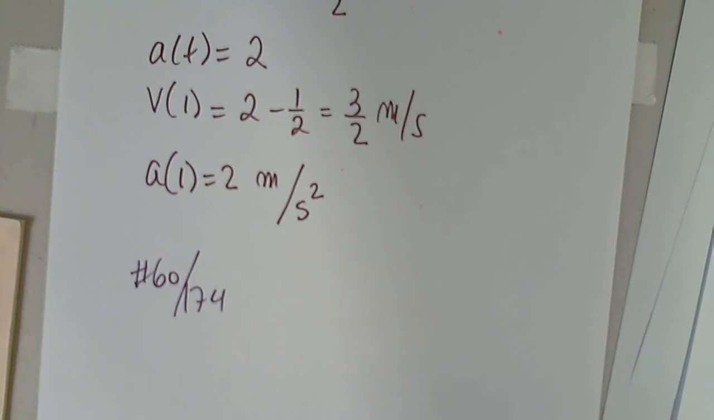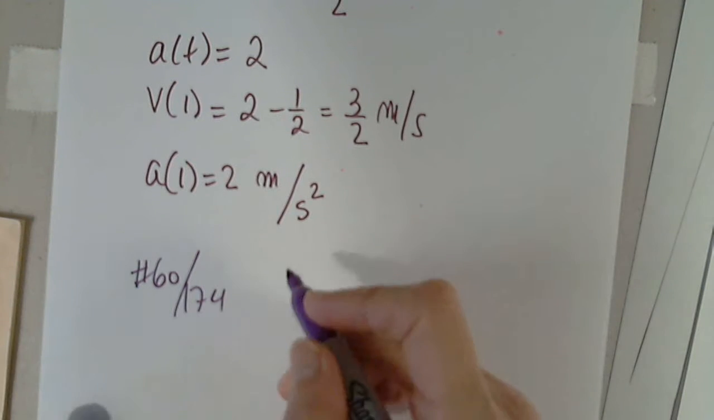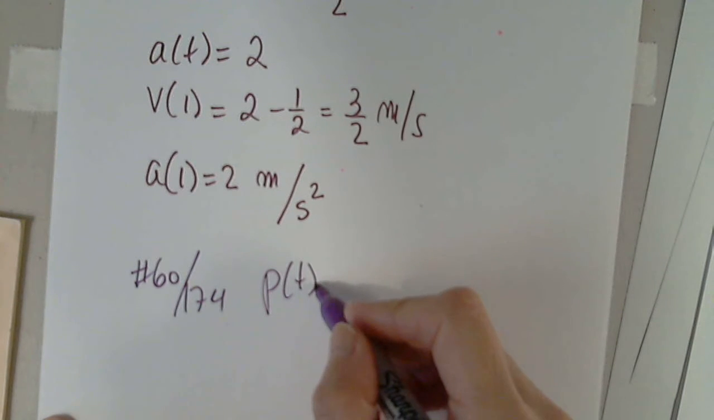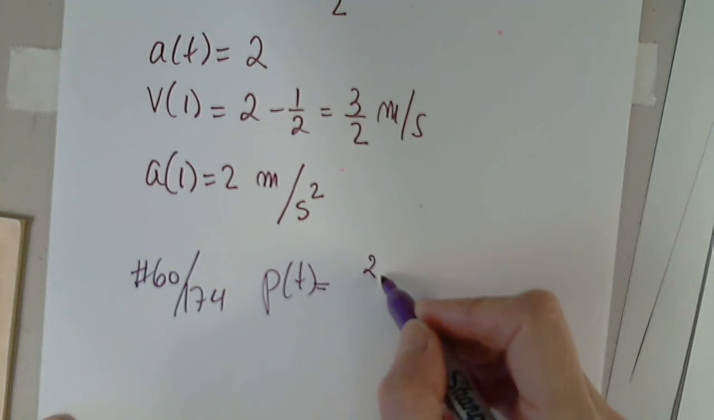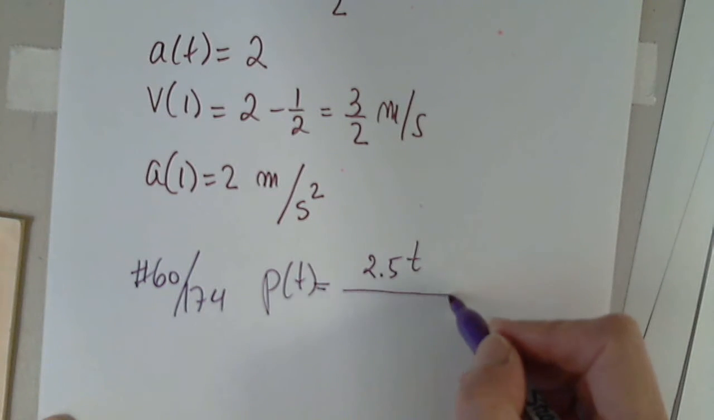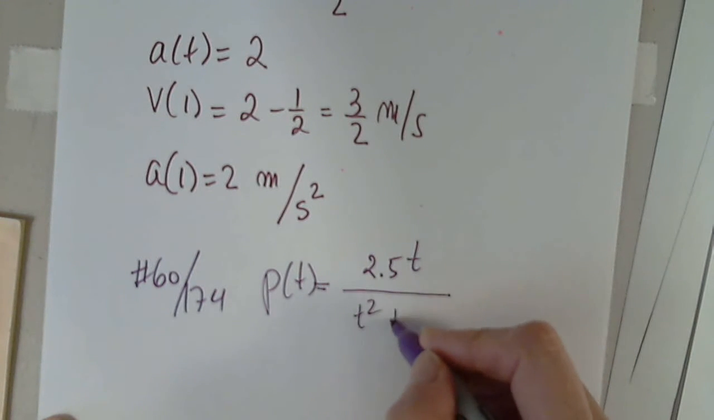174. A medication is injected into the bloodstream where it is quickly metabolized. The percent concentration P of the medication after T minutes in the bloodstream is modeled by P of T equals 2.5 T divided by T squared plus 1.